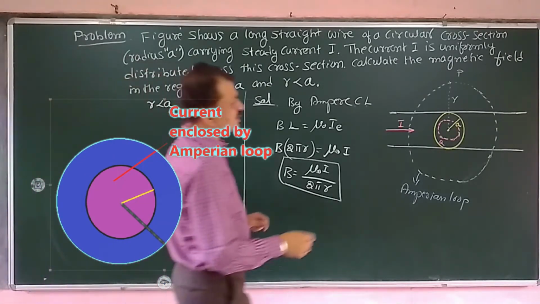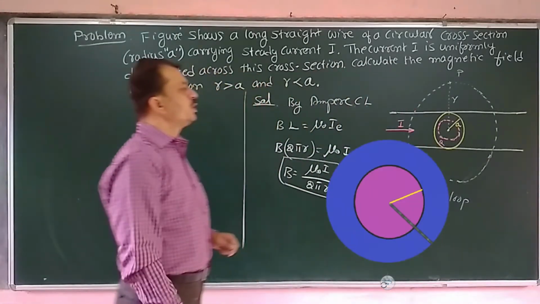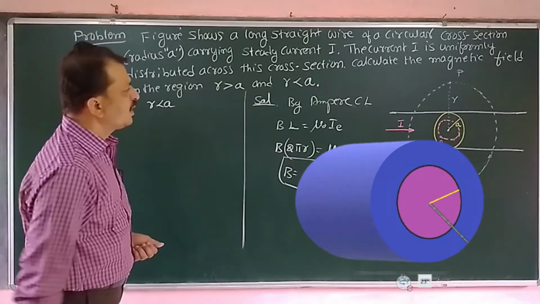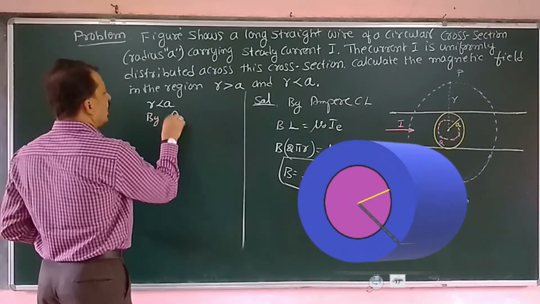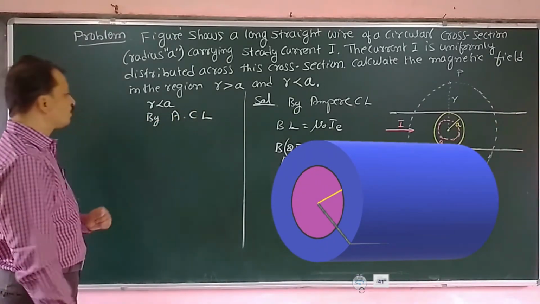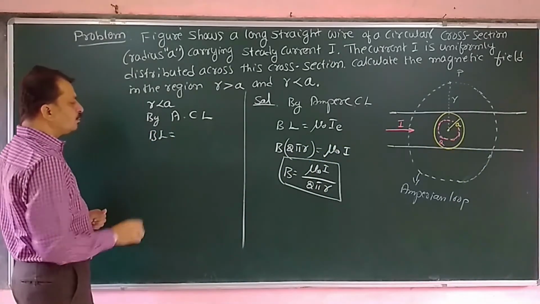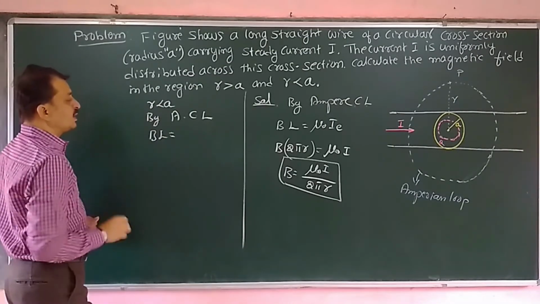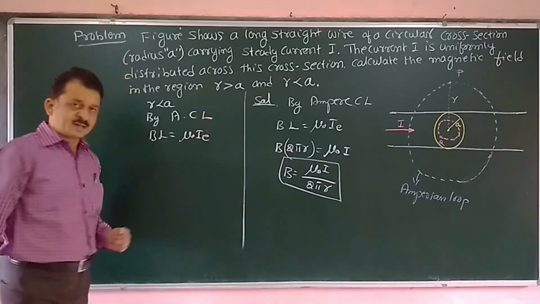Now we have to calculate what is the magnetic field at this point Q due to the current flowing in the wire. Once again we have to apply the Ampere circuital law. By Ampere circuital law, ACL, once again it is B into L. B is the magnetic field that you have to find out. L is the length of the Amperian loop, is equal to mu naught into I enclosed.